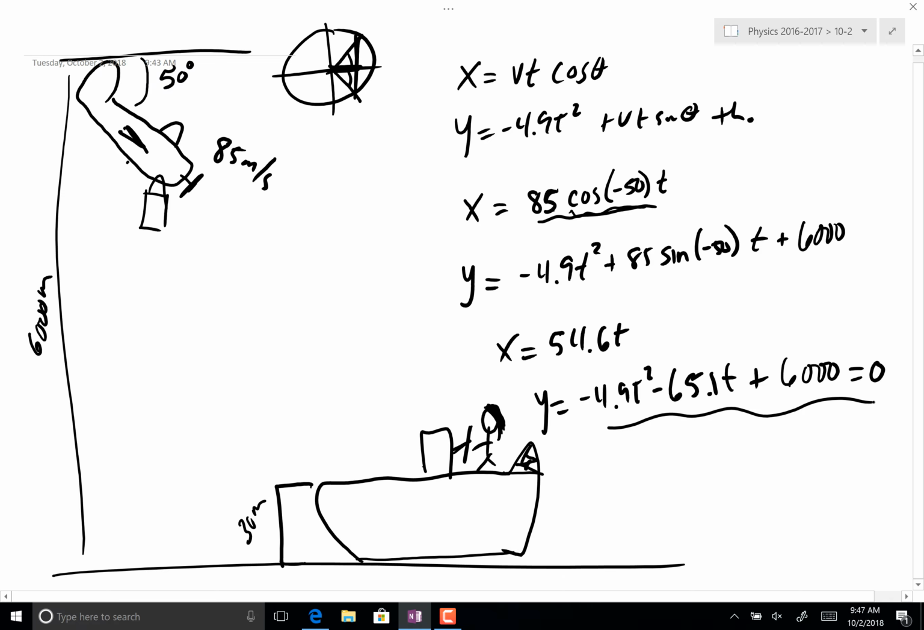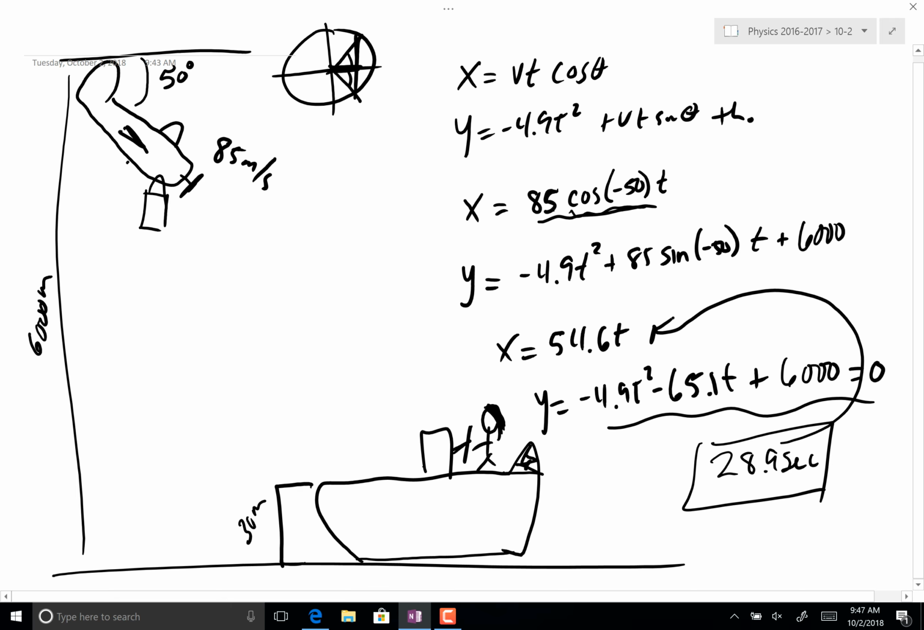What'd you get? So 28.9 seconds. 28.9 seconds is how long it takes to hit the ground. Where does it hit? You plug it back into here. So it's going to be 54 times that 28.9. About 1,500-ish. That's where you want to get back to drop the bomb from, back there somewhere.